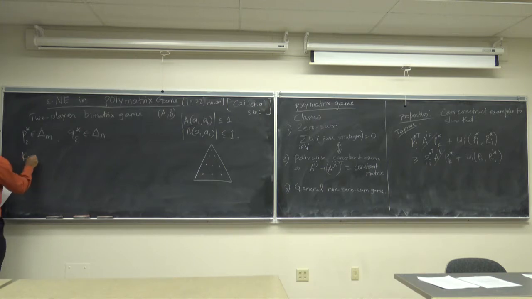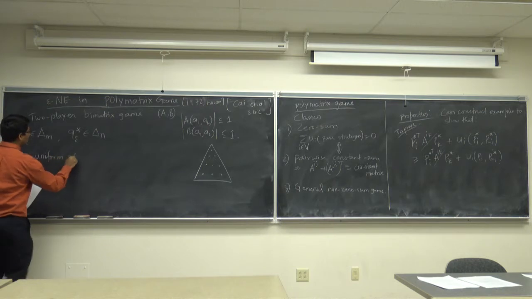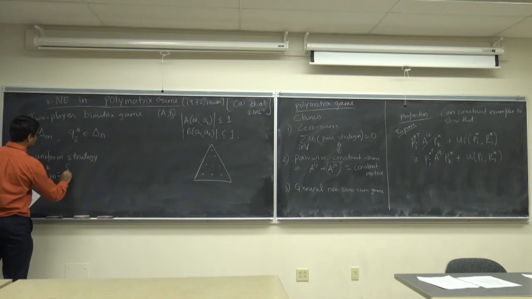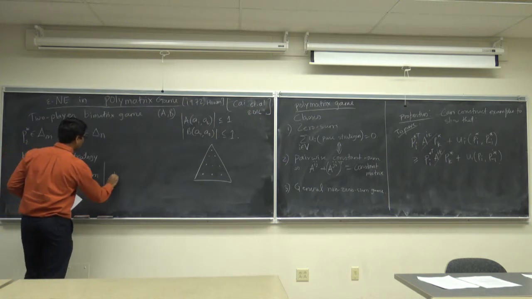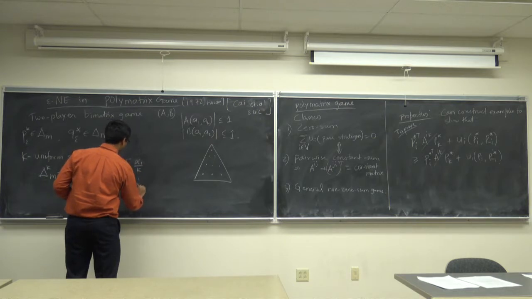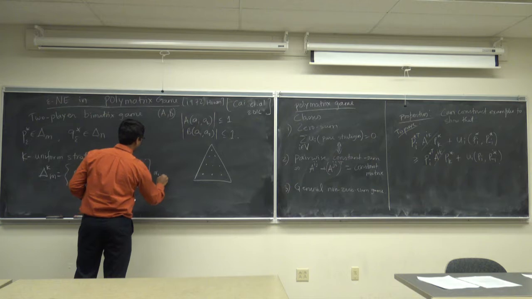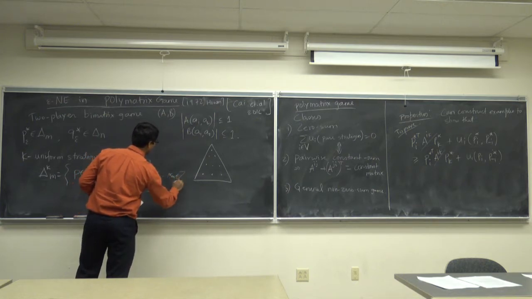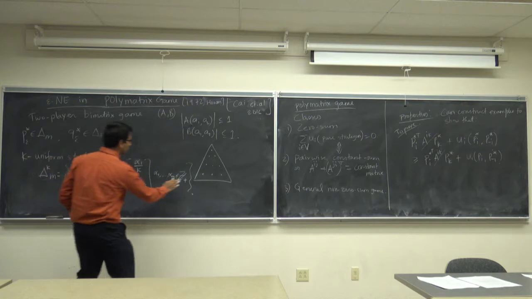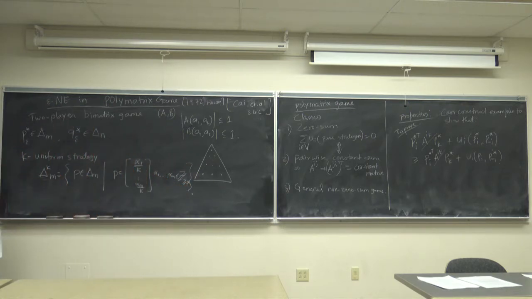So we define what is known as a K-uniform strategy, which is essentially your P in delta M, such that P is equal to (alpha_1 over K, ..., alpha_M over K), where alpha_1 to alpha_M are non-negative integers.